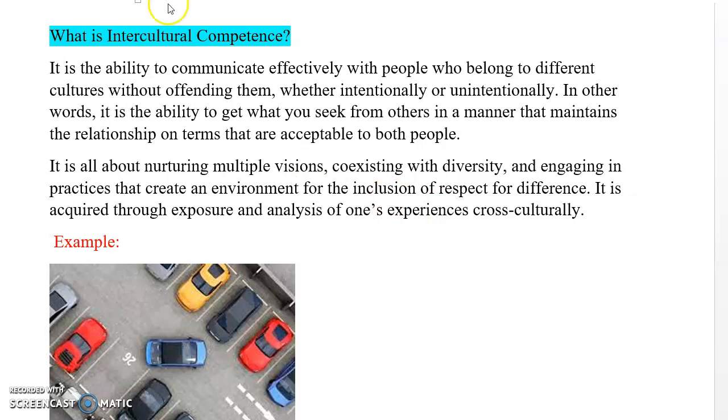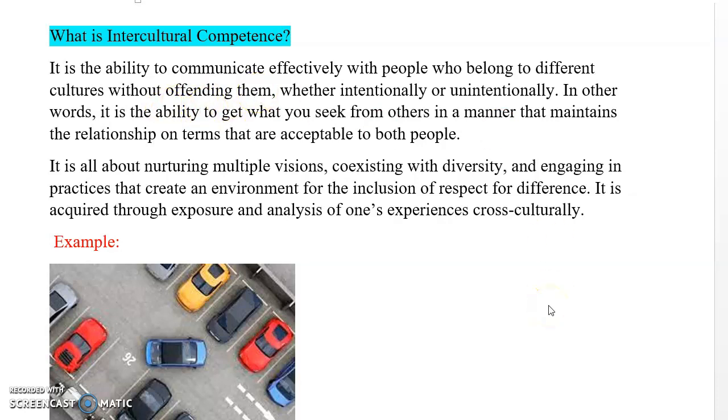Okay, now the intercultural competence, again, it is regarding something regarding the knowledge. So it is the ability to communicate effectively with people who belong to different cultures. This is the meaning of competence. So your ability to deal with others, with other people from different cultural background without offending them.